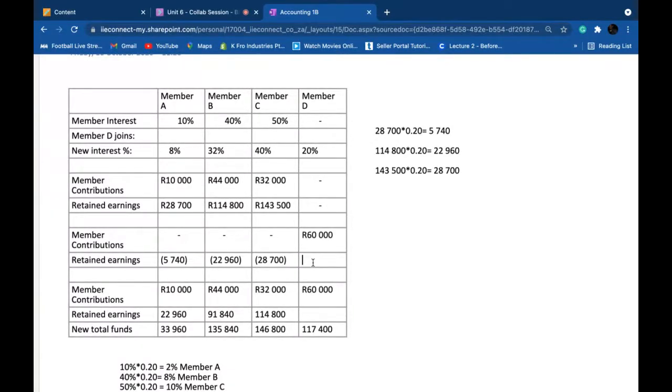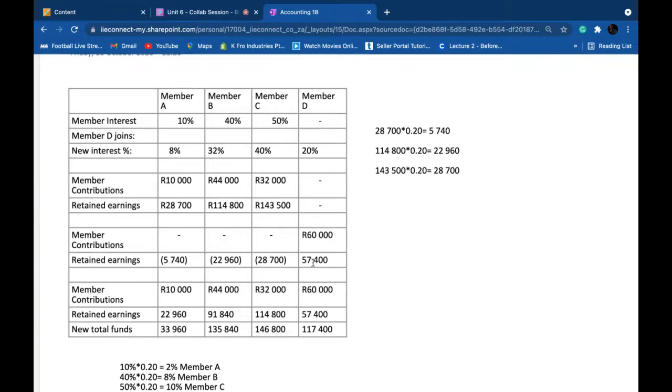pretty much just need to add up all these to get the retained earnings for member D. $57,400. All right. Okay, and he had nothing before that, so it remains as 57,400. So again, the thing to remember when a member joins, the interest for all the partners is going to be adjusted, and then retained earnings is going to be affected for all the partners as well. And then we don't touch member contributions. All right. Awesome stuff. So let's go to the next one.